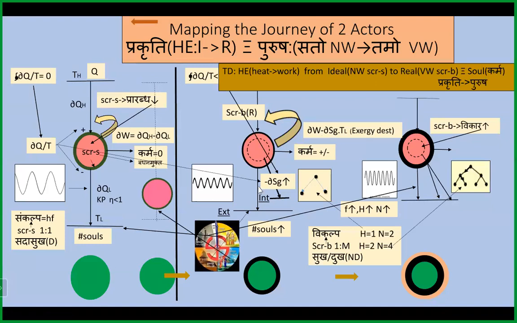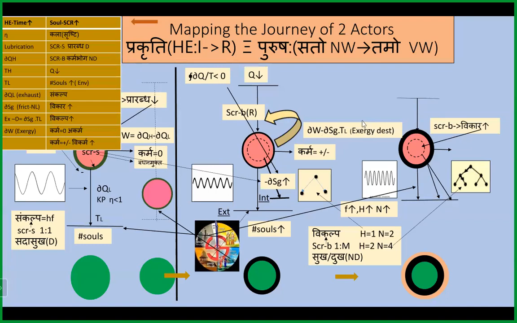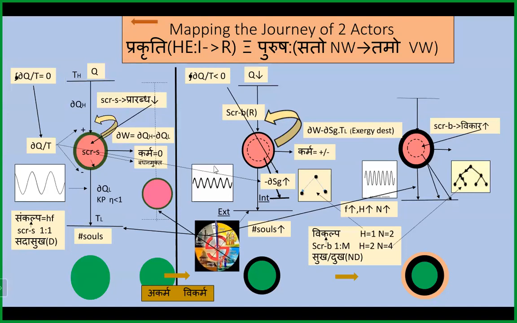This is the heat engine and the soul, and they are compared. This is the table which explains Sankalp, Vikalp, then entropy as Vikar, then Karn, Akarn, Vikarn. All those features are explained using this diagram.